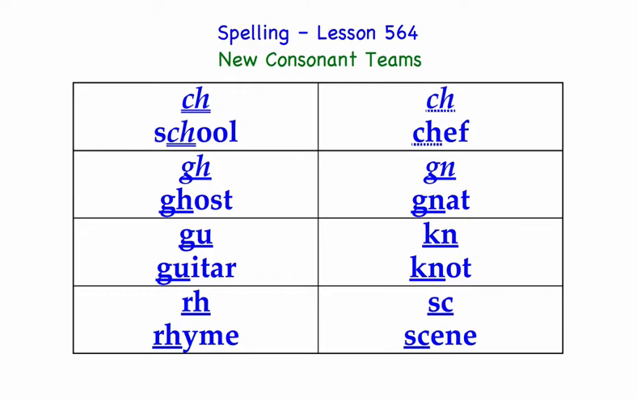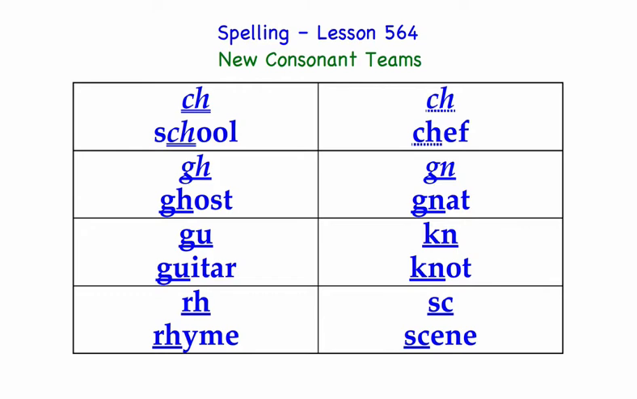CH has a third sound it can represent, as in the word chef. In that word, CH is representing the SH sound, sh. When CH represents its third sound, sh, draw a dotted line under CH to indicate it's representing its third sound. So again, let me review. CH can represent three sounds: ch, as in church, in which case you underline CH once; k, as in school, when CH represents the K sound, double underline CH; and sh, as in chef. When CH represents the SH sound, put a dotted underline under CH.